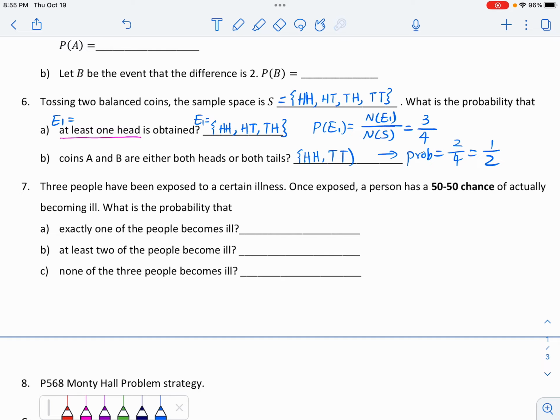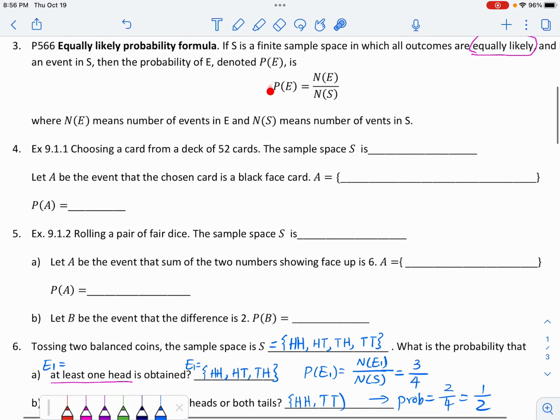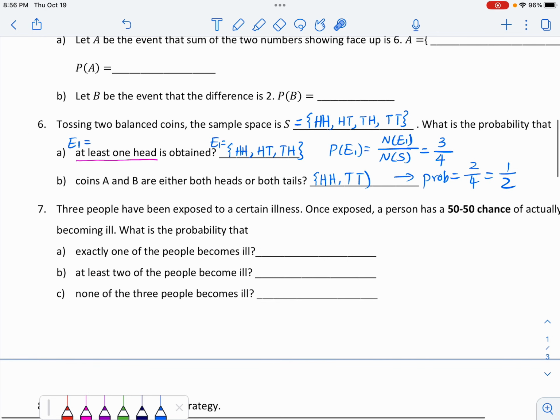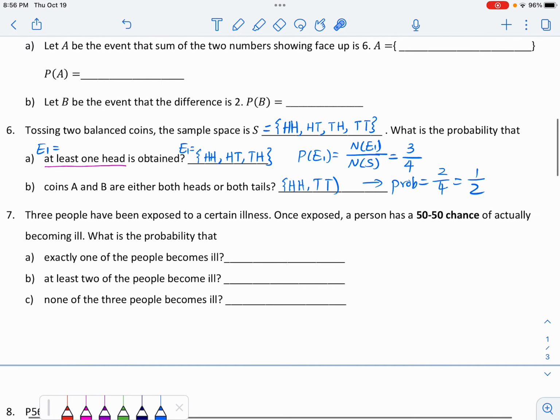First of all, in the future we don't have to use this rule; we have other ways to find this probability. But at the moment, let's try to use this rule. That means we need to find the sample space. We need to find how many outcomes are in the sample space, and how many outcomes are in each event. Let's take a look at this scenario. 3 people were exposed to illness. So let's list the sample space.